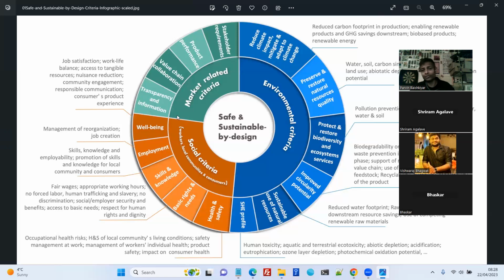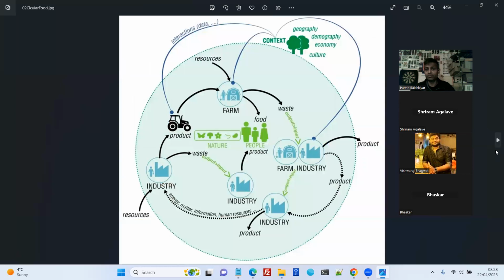Of course, you also have to do market-related things, like stakeholder requirements, product performance, value chain collaboration, transparency. This is what people usually focus on in business, but the business should be fully focused so that you can make more profit, right? And live right.